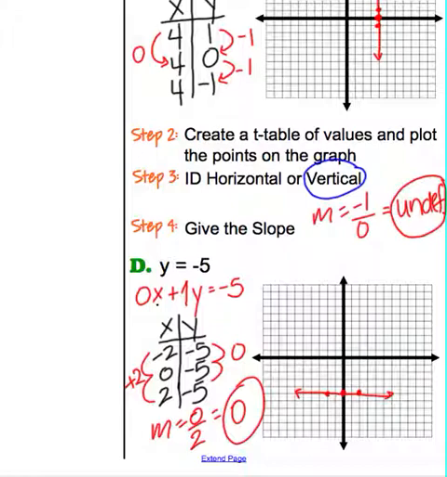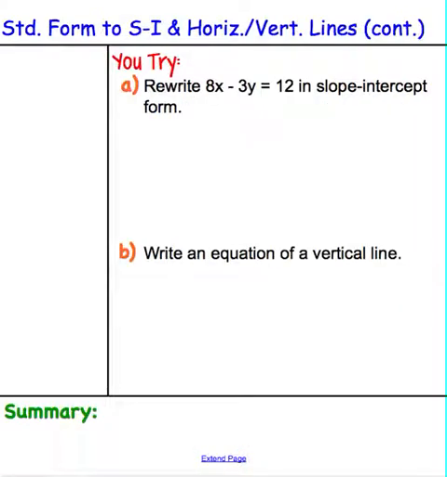So the next piece of this is for you to rewrite the equation 8x minus 3y equals 12 in slope-intercept form, and then write an equation of a vertical line. That should be very easy and very quick for you to do. Please bring any questions to class and try to write your summary before you come to class.